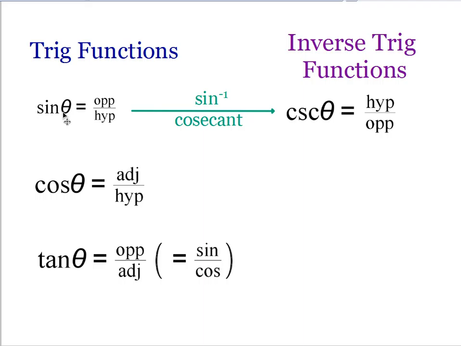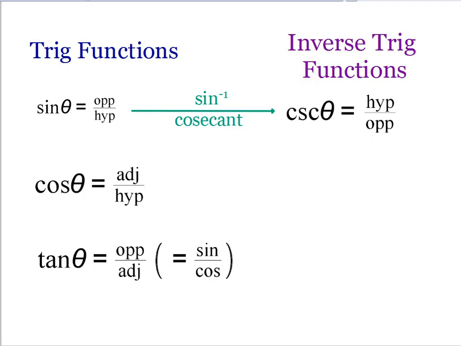The inverse of sine, I can write that two different ways. I can write that as sine to the negative first power. That means inverse. It's also called cosecant. Its abbreviation is CSC. So the cosecant is the inverse of sine. And because sine is opposite over hypotenuse, cosecant is the hypotenuse over the opposite side from theta.